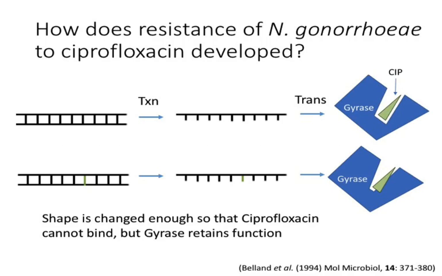I do want to point out, what does this mean? The change here, that single nucleotide change, allows the enzyme to still perform the majority of its function. It just inhibits its ability, in this case, to bind gyrase. And that's what I'm trying to model up here on this particular slide, so that it no longer allows for ciprofloxacin to bind to the active site.